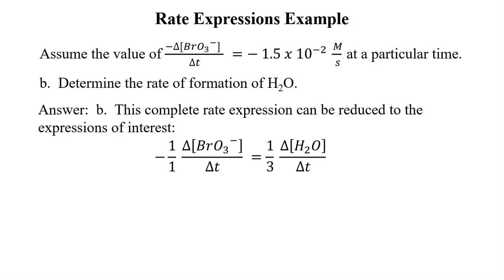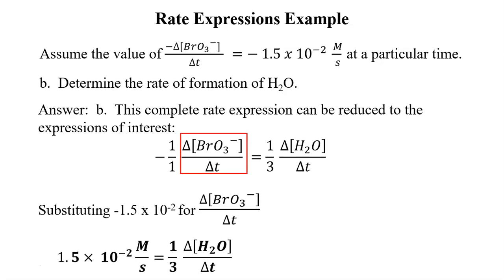Why? Because 3 times as much H2O is being produced in a certain amount of time. So if you want to equate the two, you have to divide the H2O production by 3 in order for the two to be equal. Now, since we know that that first term, that BrO3 term, equals negative 1.5 times 10 to the minus 2, we can go ahead and substitute that negative 1.5 times 10 to the minus 2 in there.